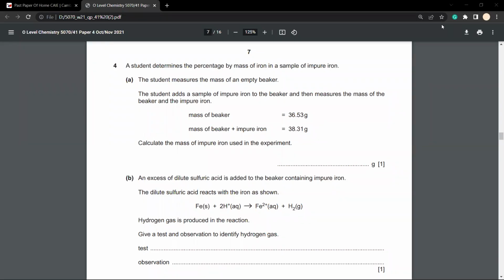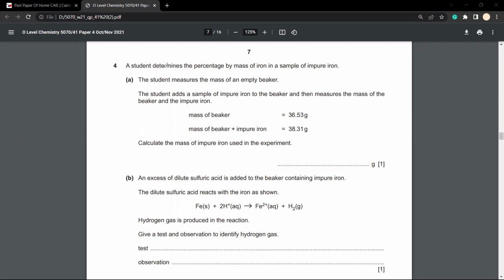This is a question from October-November 2021, and it's a titration question. This is the first titration question which I'm solving with you. I'm reading it out and I'll be doing step-by-step calculations with this. And this is a compulsory question which comes in your ATP.